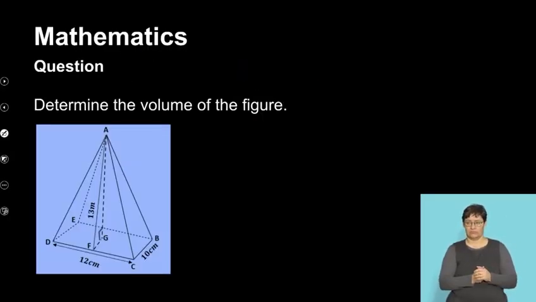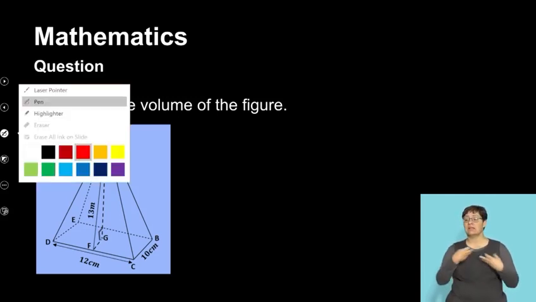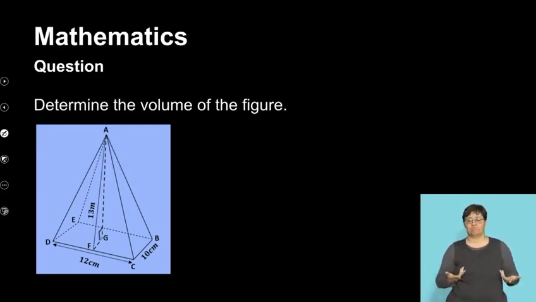My next example is asking me to determine the volume of this specific figure. Now, you might say, well, ma'am, this looks very similar to the example I just did. But there is a difference. The main difference is that we have not been given the perpendicular height. We have been given the slant height. So 13 meters is my slant height, and this is going to be an issue for me.